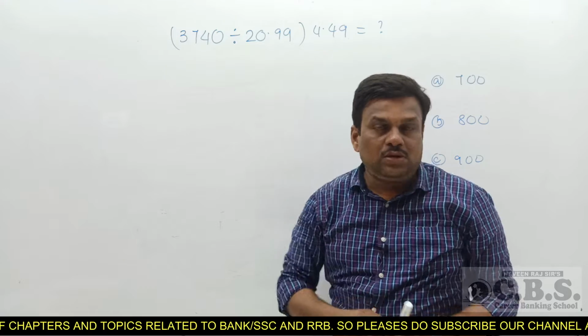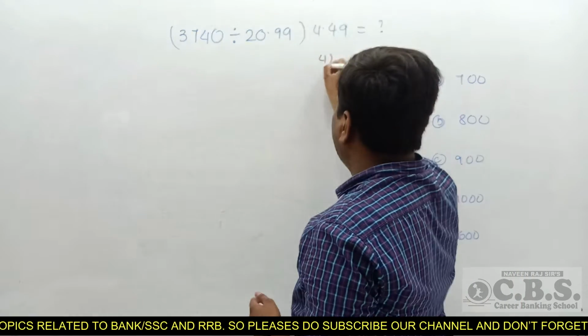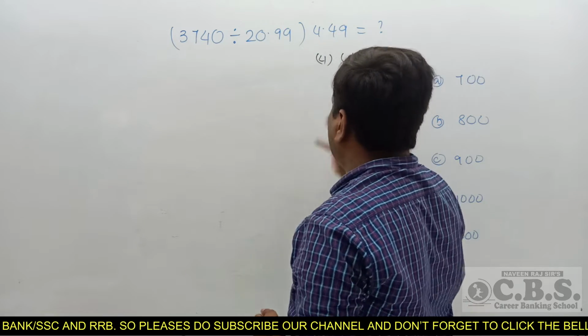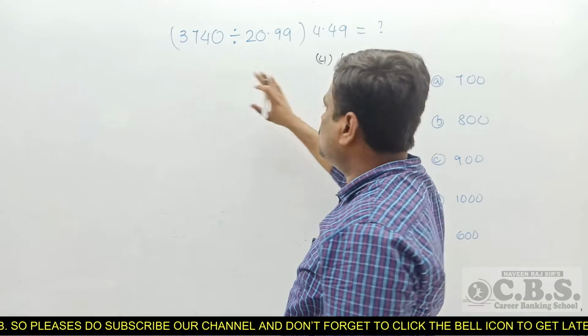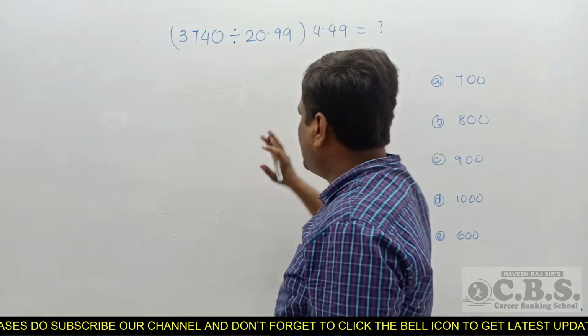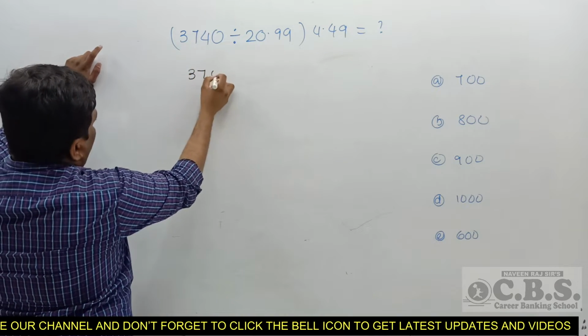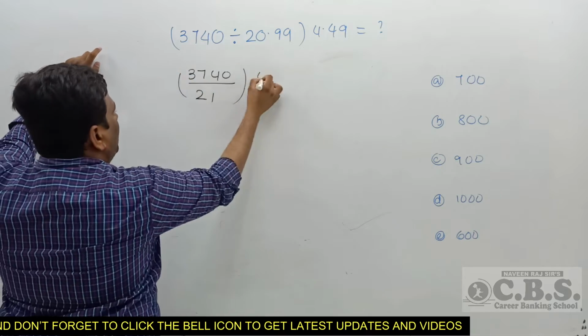Let's see another good example for approximation. If you take a test, how much value do you lose in this operation? What happens if I take 4, and what happens if I take the exact near value? So you write it as 3740 divided by 21, the approximate value. If I take 4, what happens?